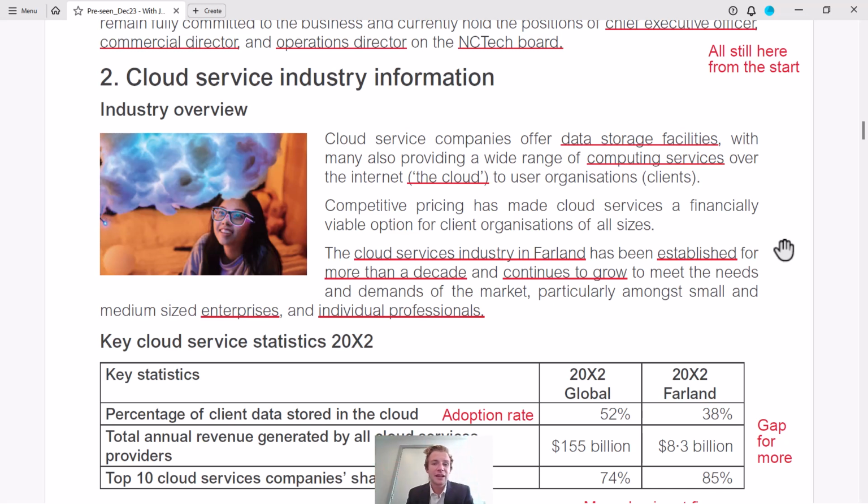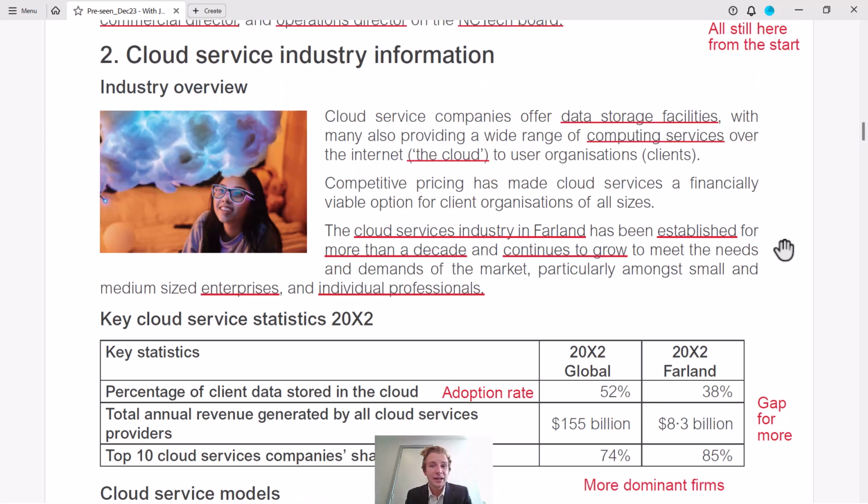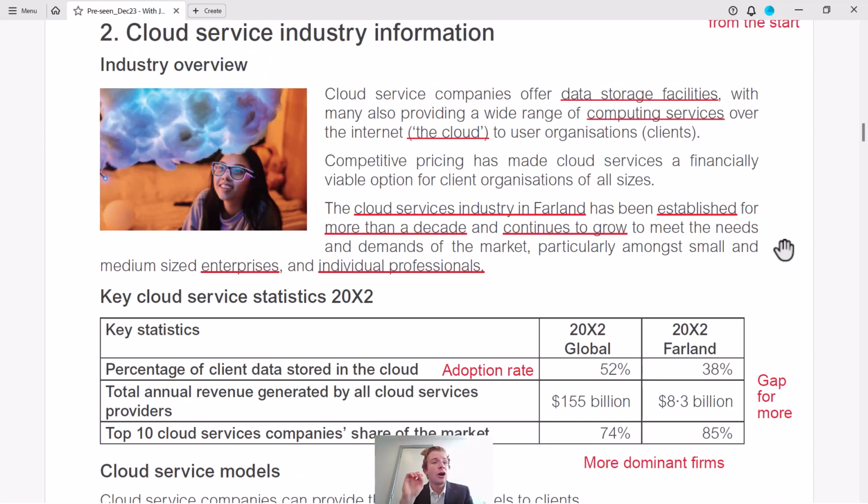As you can see on here, the cloud services industry in Finland has been established for more than a decade, so it's not a new industry. There's less risk associated with it, and it tells us it continues to grow and meet the demand of the market, particularly amongst small and medium-sized enterprises and individuals. That's really key. As to NCTech, we'll come on to it later, focusing on one particular area of the market. So both companies and individual professionals, definitely something for you to note down.